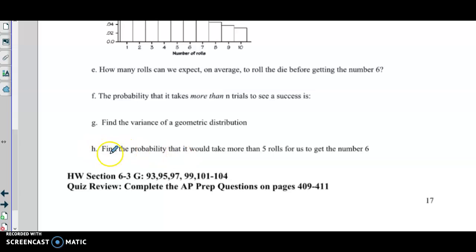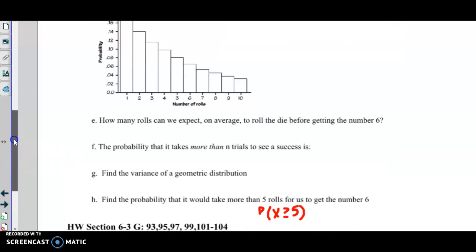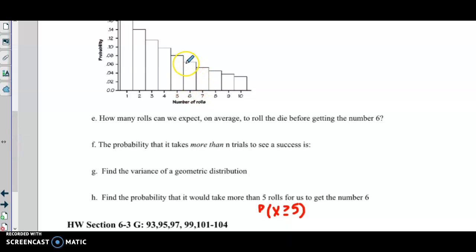Oh, here, let's do this one. Find the probability it takes more than 5 rolls. That means x has to be greater than or equal to 5. Oh, so more than 5. That's my bad. More than 5 is just greater than, not equal to. That means I'd have to find it for 6, for 7, for 8, for 9, for 10, really forever. I'd have to add all those up to figure out the probability it would take more than 5 rolls.